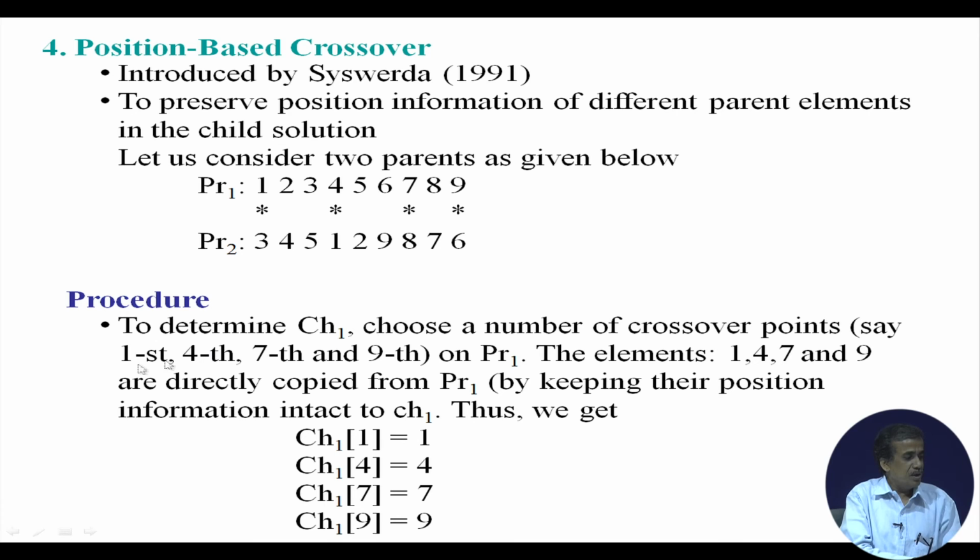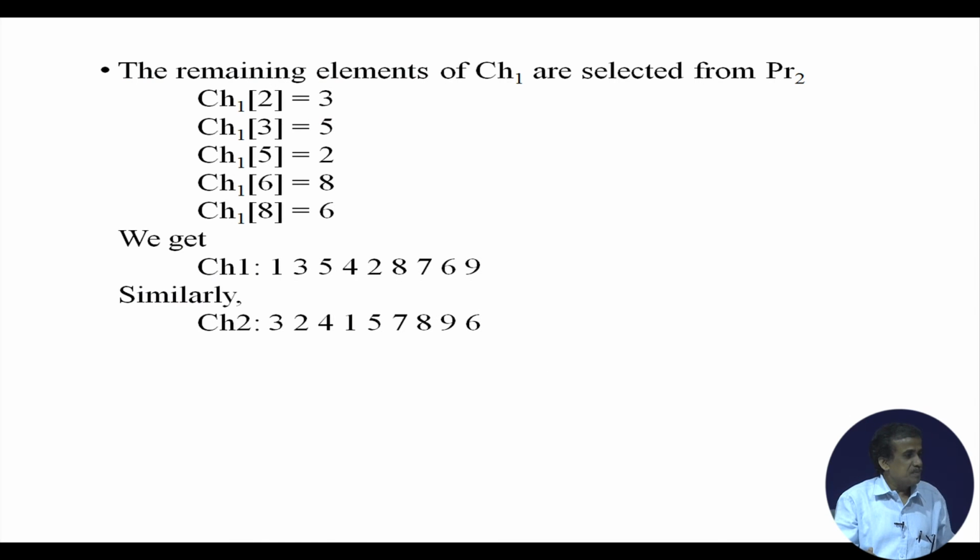The 1st, 4th, 7th and 9th elements are directly copied from parent 1. So, I am putting 1 here, 4 here, 7 here, and 9 here. These 1, 4, 7 and 9 are directly copied from parent 1. Next, the remaining elements of child 1 are selected from parent 2.